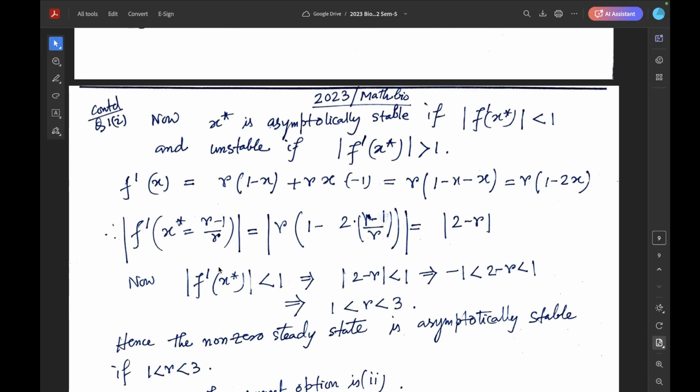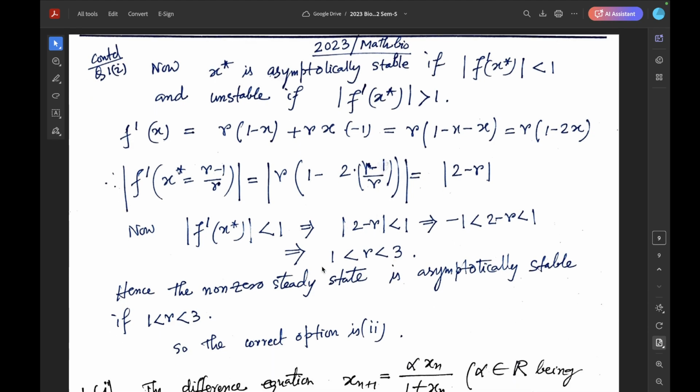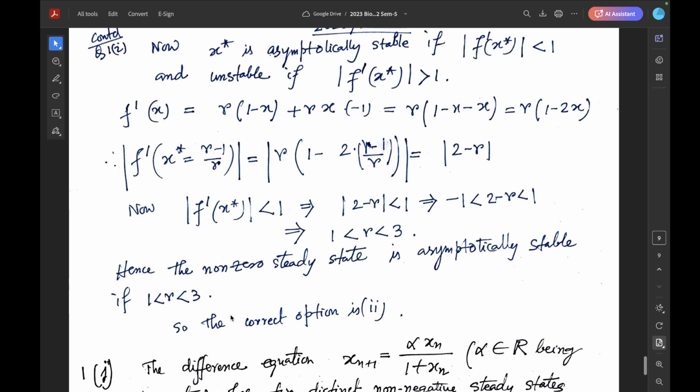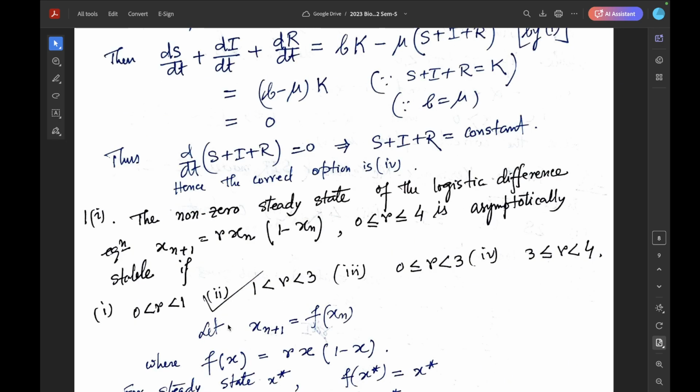And this is less than 1. If mod of 2 minus r is less than 1, this implies minus 1 less than 2 minus r less than 1. So this implies 1 less than r less than 3. Hence, the non-zero steady state is asymptotically stable if 1 less than r less than 3. So the correct option is 2.